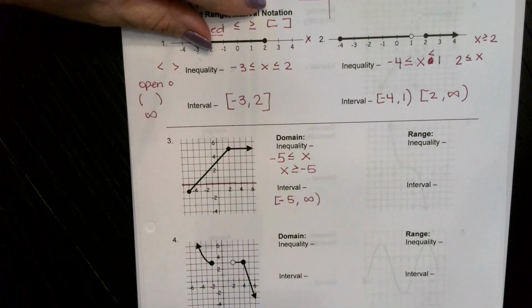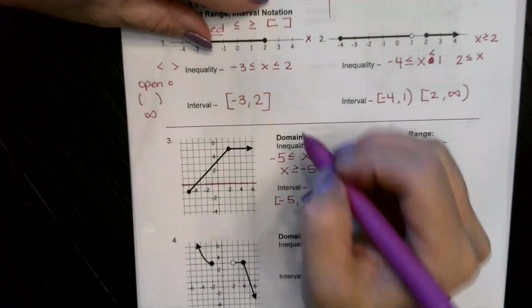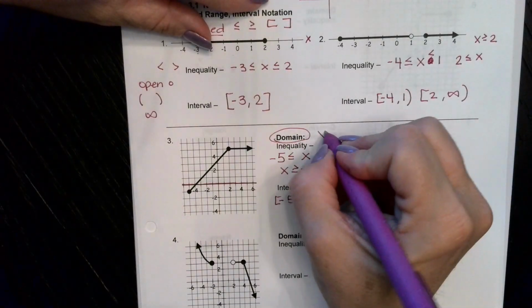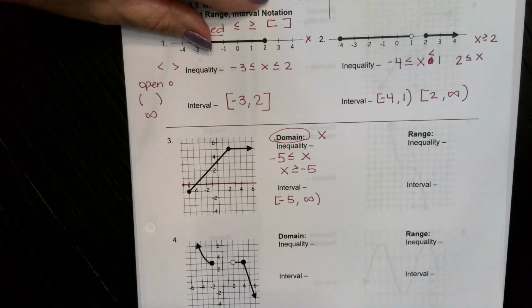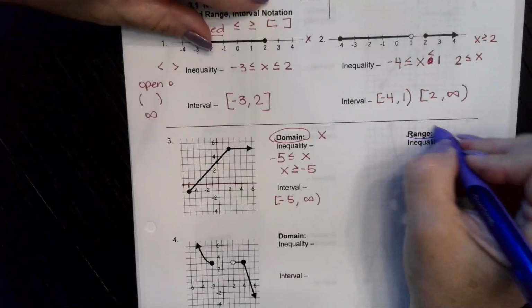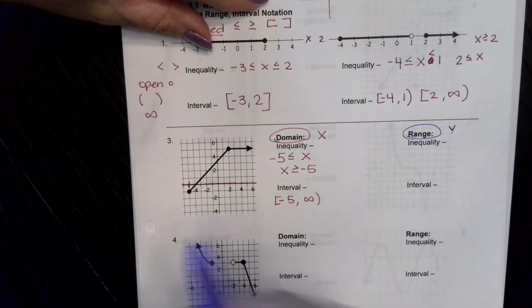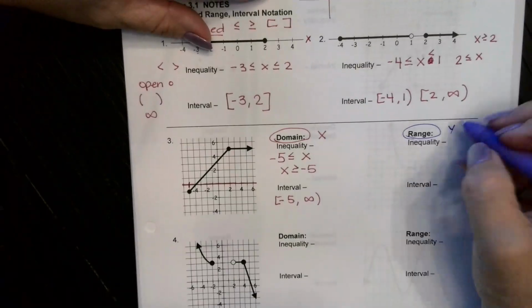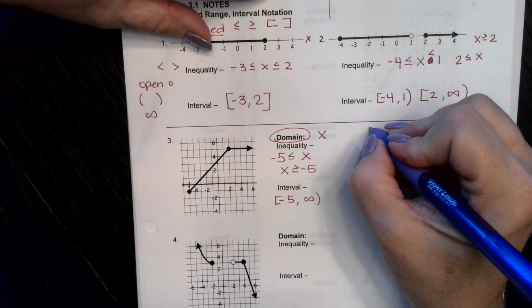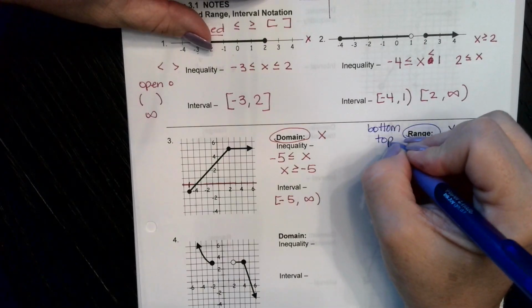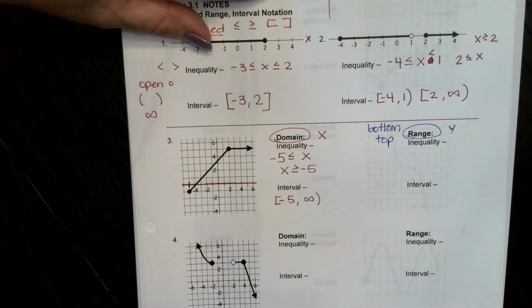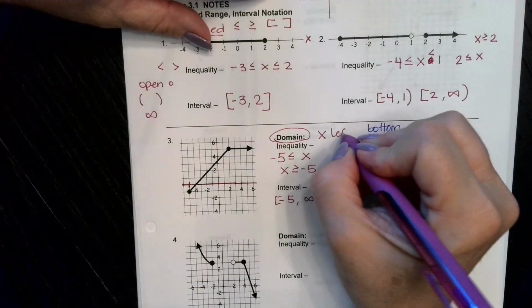Okay, so now we have to look at the range. Remember, our domain is going to be our x values. So that's where this -5 comes from. Our range, these are going to be our y values. When I'm dealing with range, I'm always going to go from the bottom to the top, just like with my domain, I'm always going from left to right.